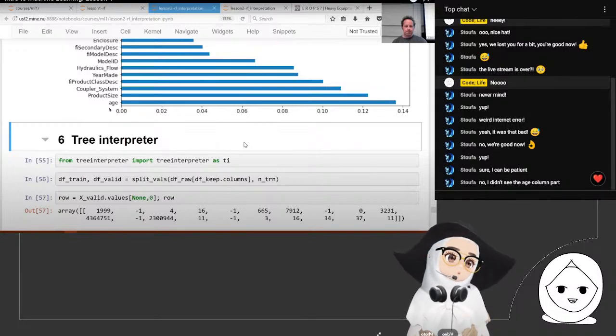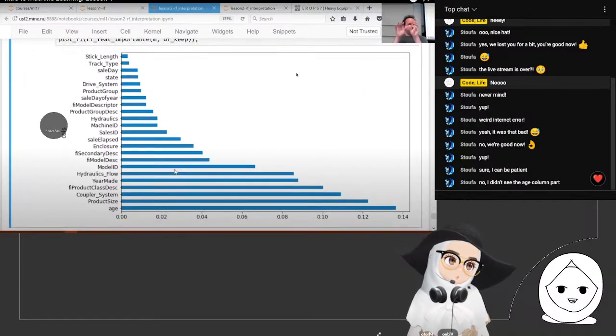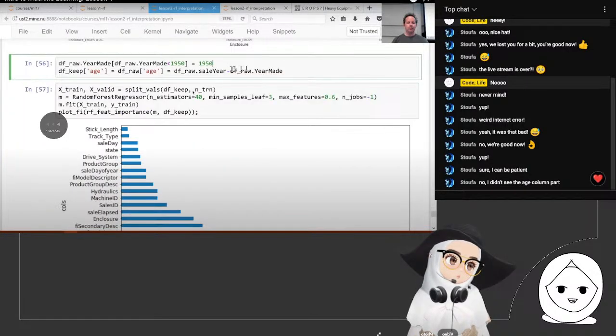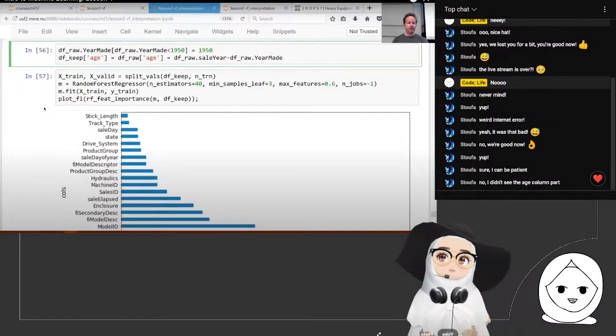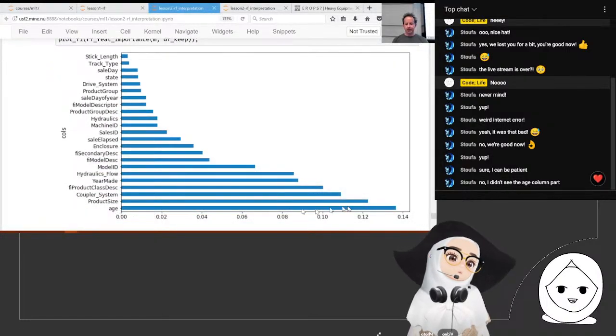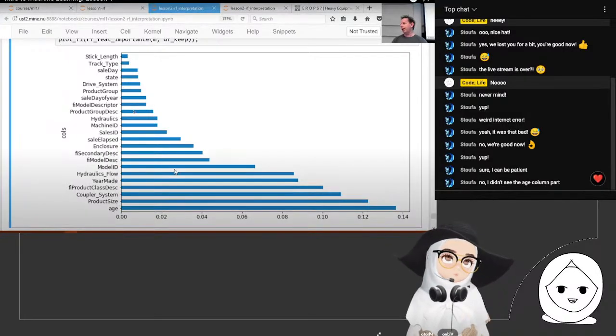Anyway, yeah, he added the age column after looking at sale elapsed and things like that, and he saw that it's actually pretty important. I think this is feature importance we're looking at. Let me double check. Yeah, feature importance. And so then I try running a random forest on that, and indeed, age is now the single biggest thing. Sale elapsed is way back down here. Year made is back down here. So we've kind of used this to find an interaction.